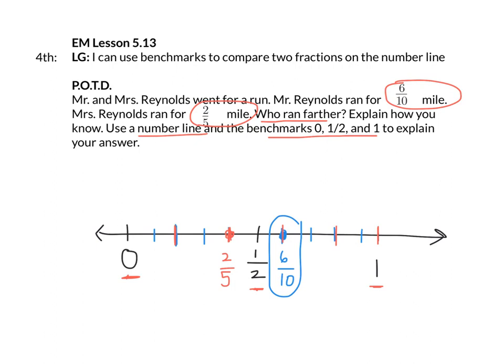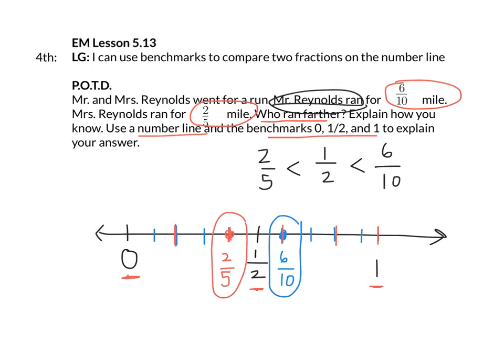Then when I split it up into fifths, I decompose those tenths into fifths, right? I could see here that 2/10 is equal to 1/5, and then 2 more tenths is equal to 1/5. So here's 2/5. I could see right away that 2/5 is less than 6/10. 2/5 is actually less than 1/2, which is also less than 6/10. So therefore, Mr. Reynolds ran farther.